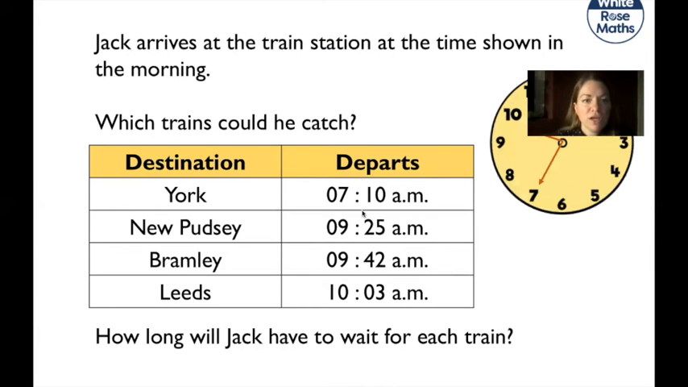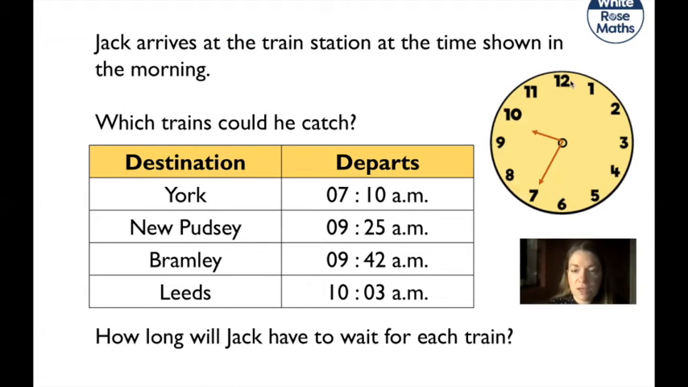Okay. Jack arrives at the train station at the time shown in the morning. So he arrives at this time. I'm going to expect you to, first of all, make it a 12-hour format, and it's in the morning, so it's an AM time. You can write that in 12-hour digital format, because we're looking at digital times here, aren't we? So compare the same unit of measure.